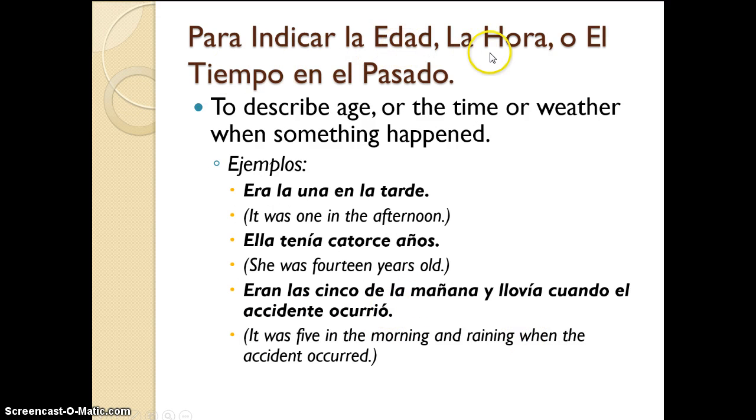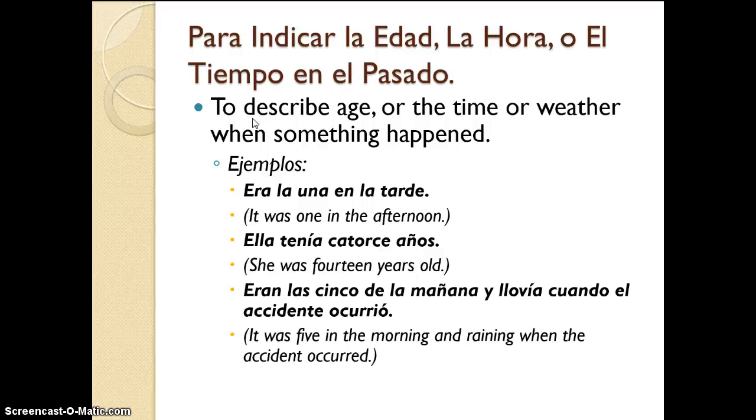Para indicar la edad, la hora, o el tiempo en el pasado. Anytime you're telling a story and you're describing your age, the time it was, or the weather, use the imperfect. So for example, era la una en la tarde. It was 1 in the afternoon. I know this sounds very specific, so you might be thinking, well, shouldn't we use the preterite? But whenever you're telling the time in a story, you just use the imperfect. It's just the rule. Ella tenía 14 años. Again, I know this sounds like a specific detail, but if you're talking about age, use the imperfect.